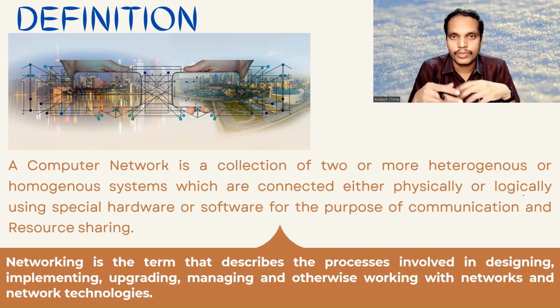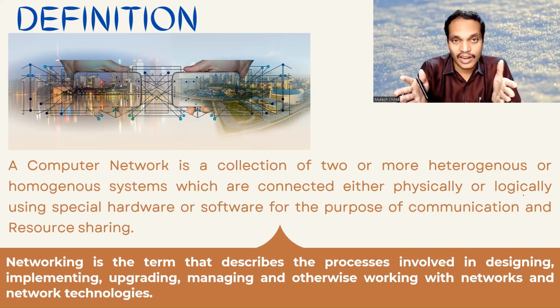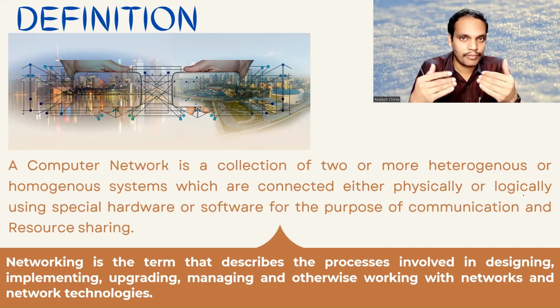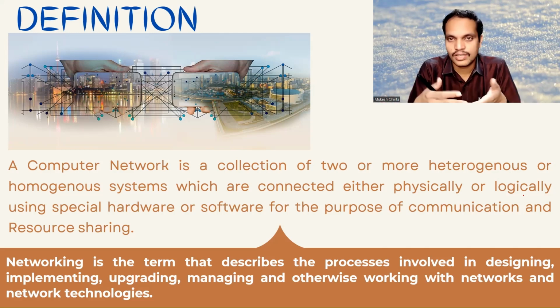I can take a cable, a coaxial cable, or even a UTP cable or an optical fiber and connect two different systems. That is what we call a physical connection. Or even simply I can connect using Wi-Fi. I just switch on my laptop and connect to the Wi-Fi. There is no physical connection there, but a logical connection is established, isn't it? So till now, a computer network is a collection of two or more devices which are similar or alike, in other words heterogeneous or homogeneous devices, which are connected either physically or logically.